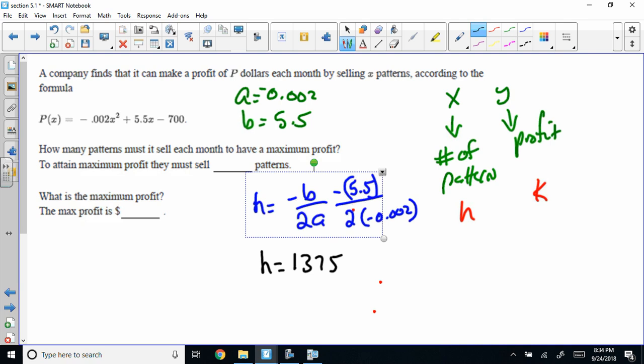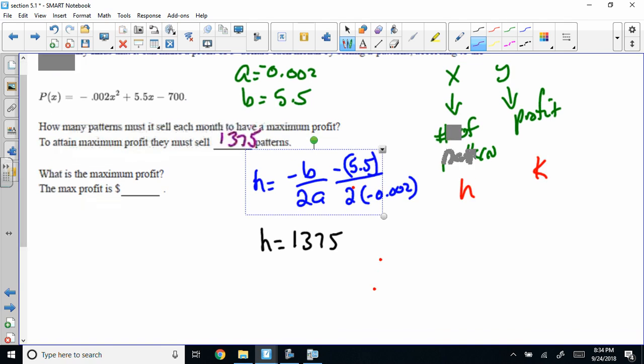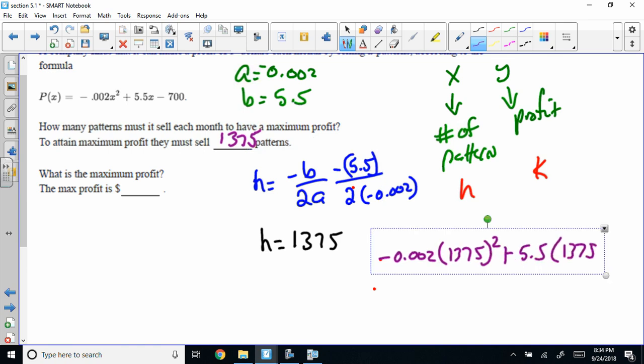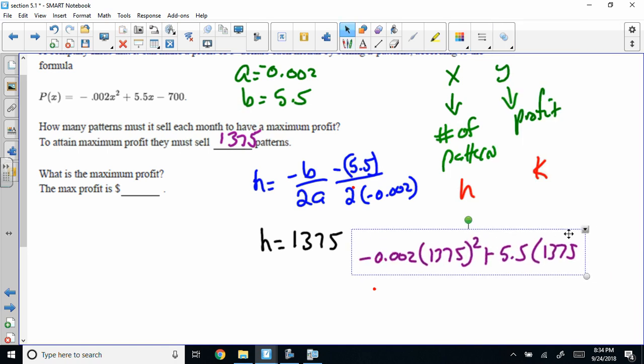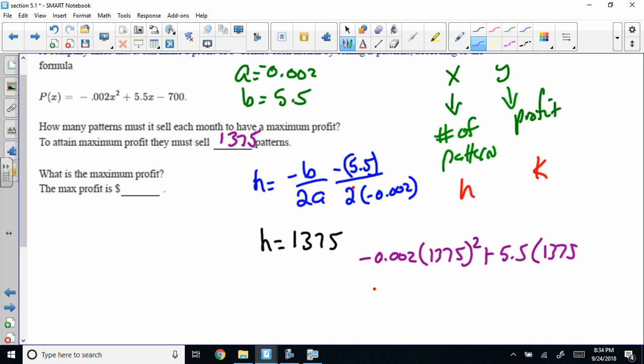So how many patterns are we selling? 1,375. Now that makes a little bit more sense, right? I mean, it's crazy numbers, but they come out pretty in the end. Now we got to take this right here, and we got to plug that 1375 in, right? If we had this in mathematical modeling, we'd have it done quick because we do it on calculator. All of it, right? It was wonderful.